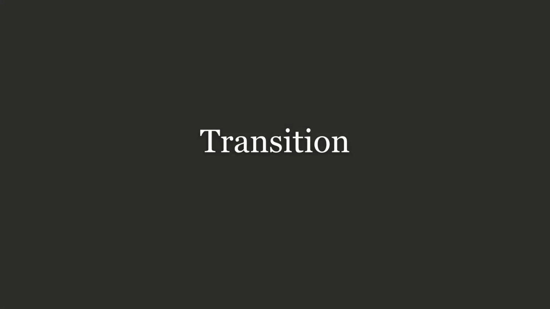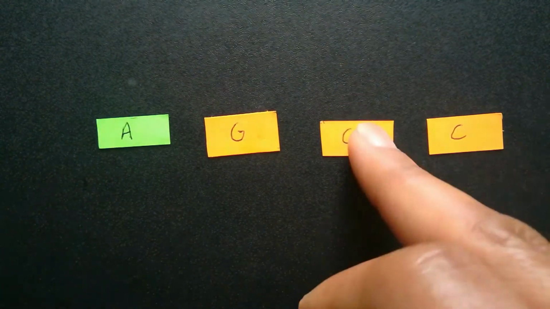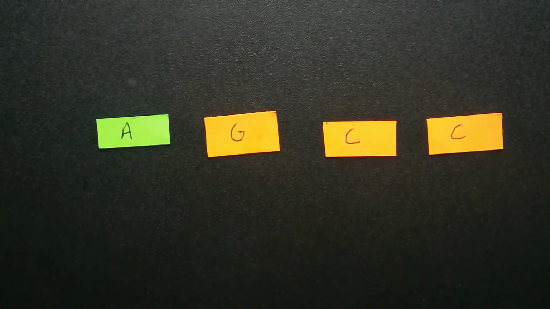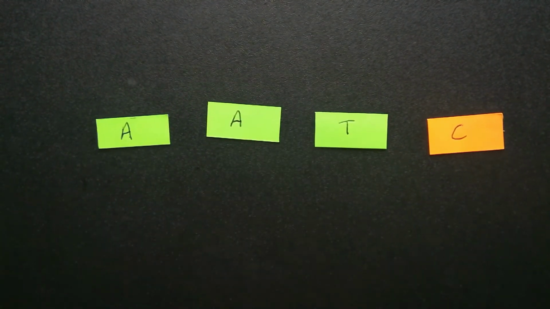A transition point mutation is a point mutation which involves the switching of a pyrimidine to a pyrimidine, like thymine to cytosine, or a purine to purine, like guanine to adenine.